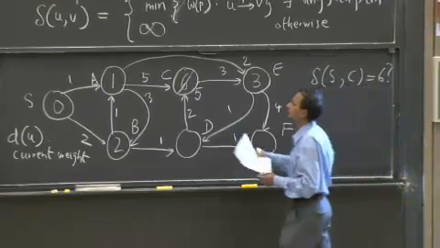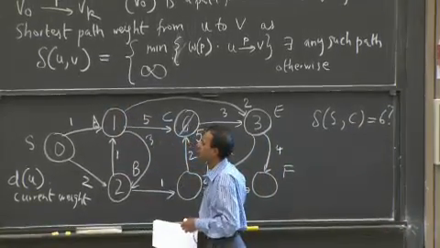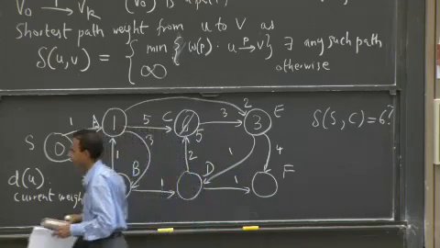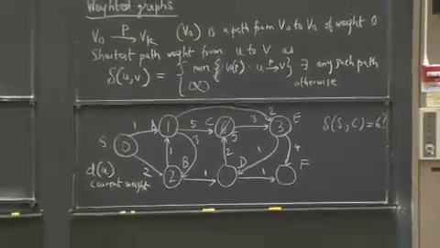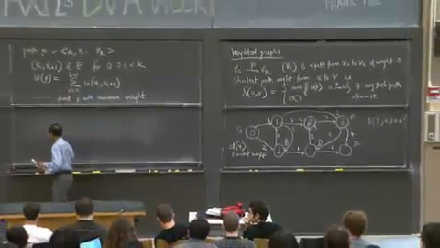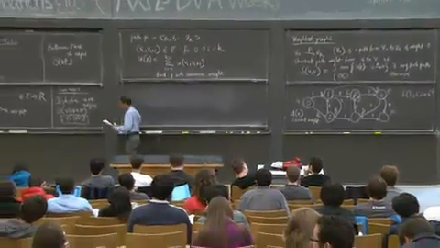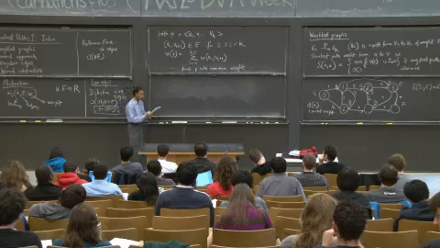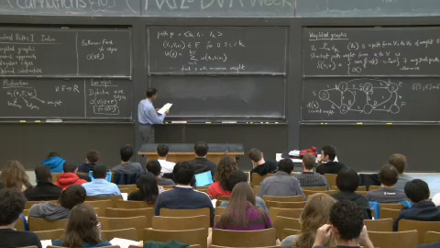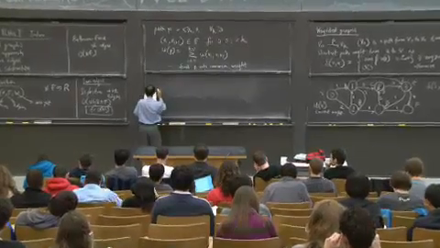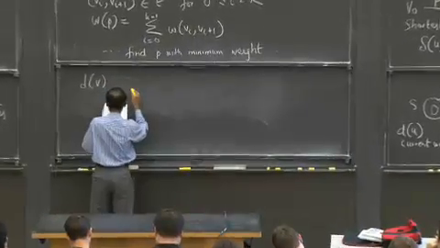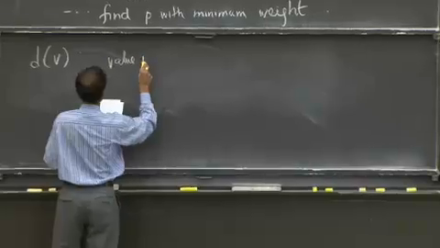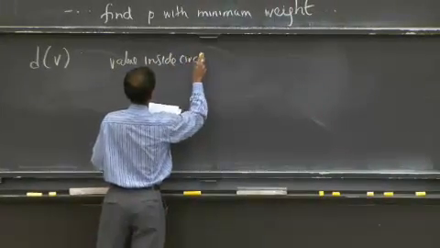So what we did here was we had delta uv that corresponded to the weight of the shortest path. But if you want the path itself, we need to have a way of finding the sequence of vertices that corresponds to the minimum weight path. And in particular, we're going to have to define what we call the predecessor relationship. And so what I have is d of v is the value inside the circle, which is the current weight.